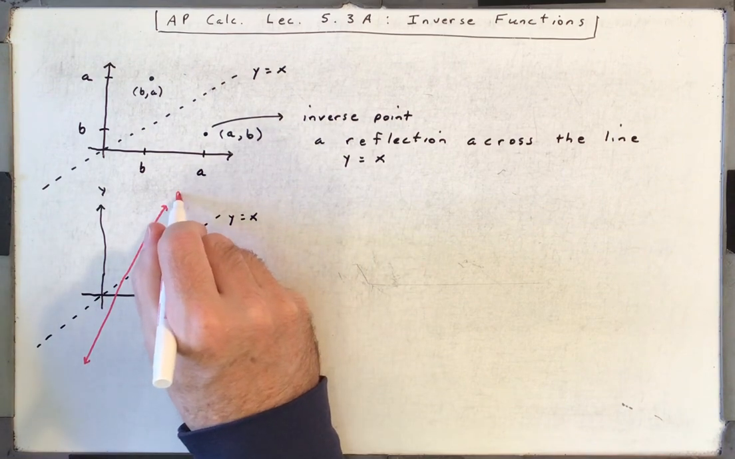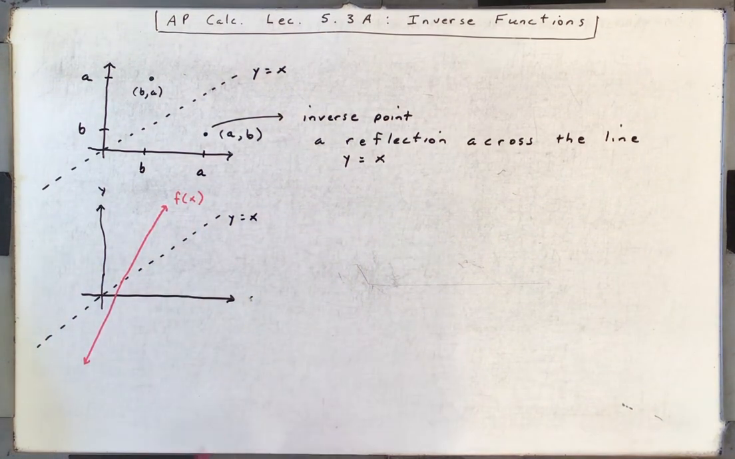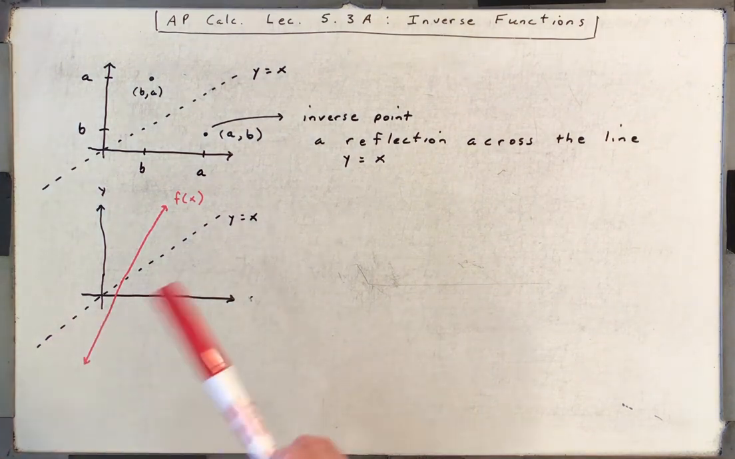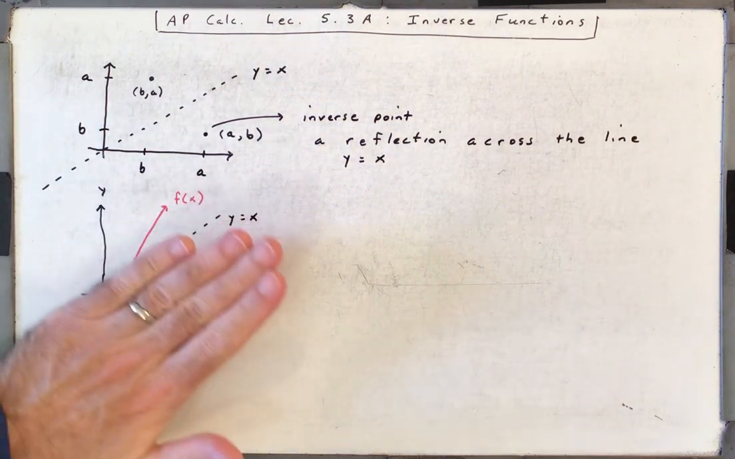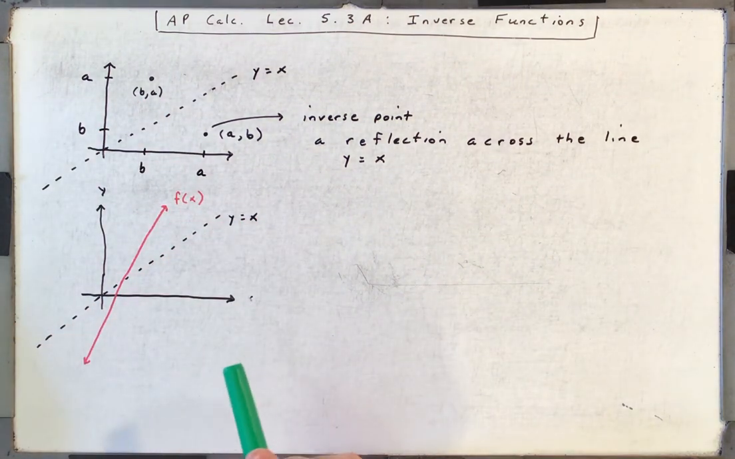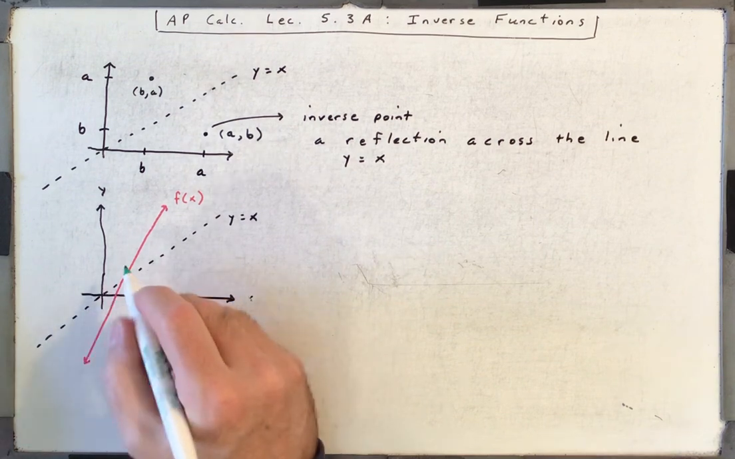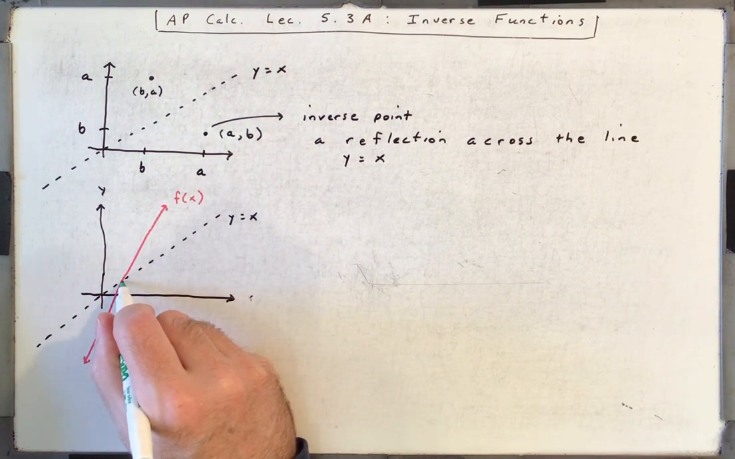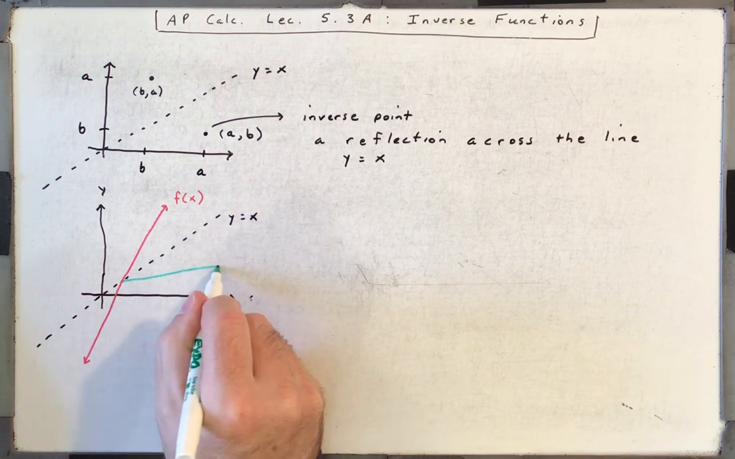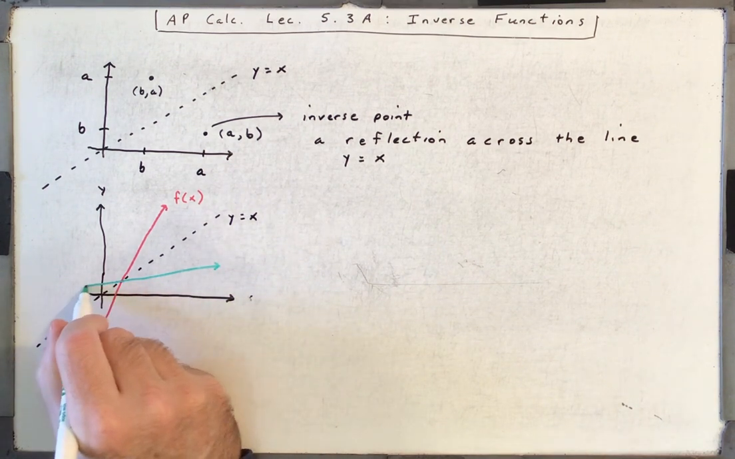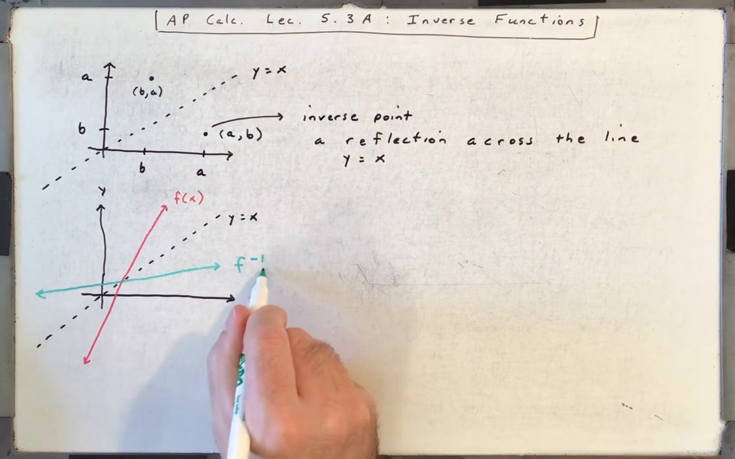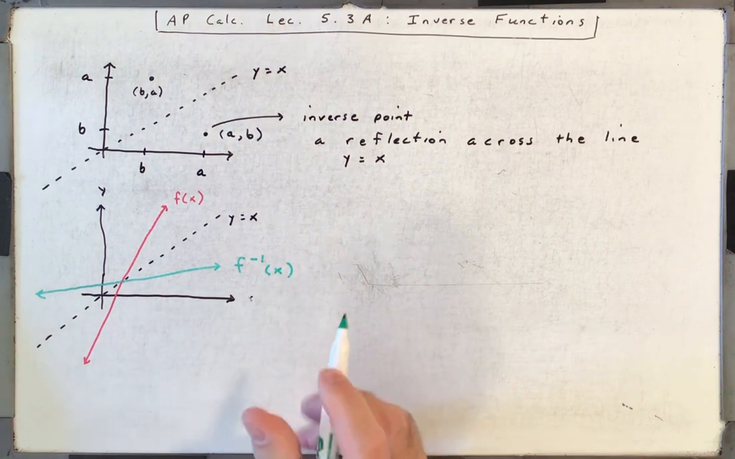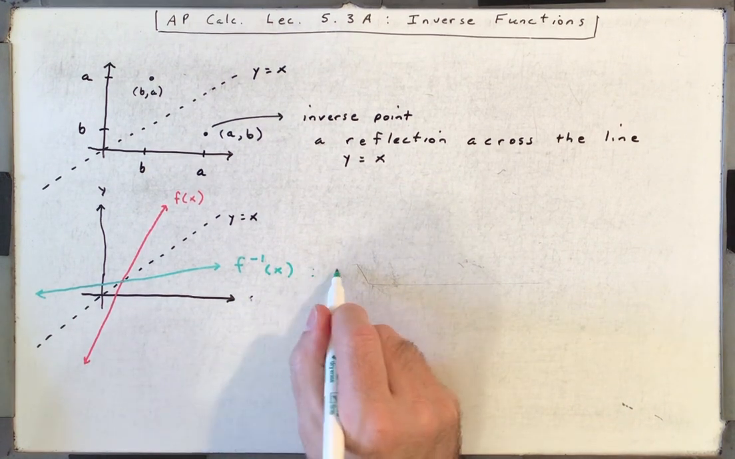So this is f of x there in red. If we were to fold across this paper, let's say it's paper, across the line y equals x, we would get a graph of the inverse function. And they are going to cross each other right here at the line. It would look something like this in green. And we would call that f to the minus 1 of x. That's our inverse function.